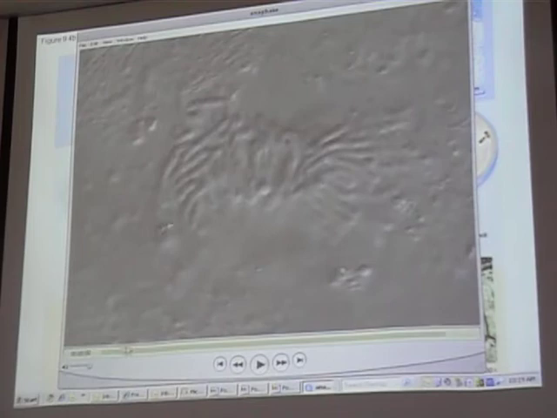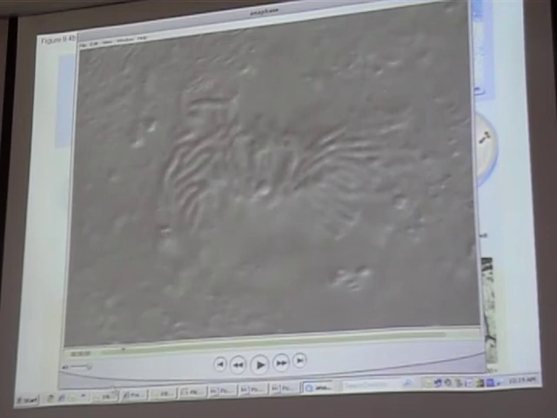Together, metaphase, anaphase. Metaphase, anaphase. Curly, straight. Curly, straight.